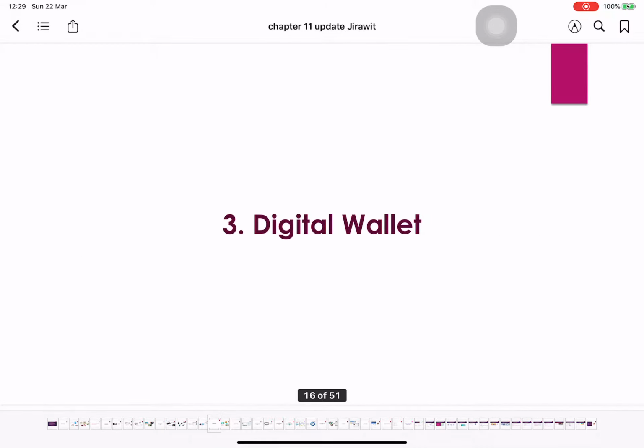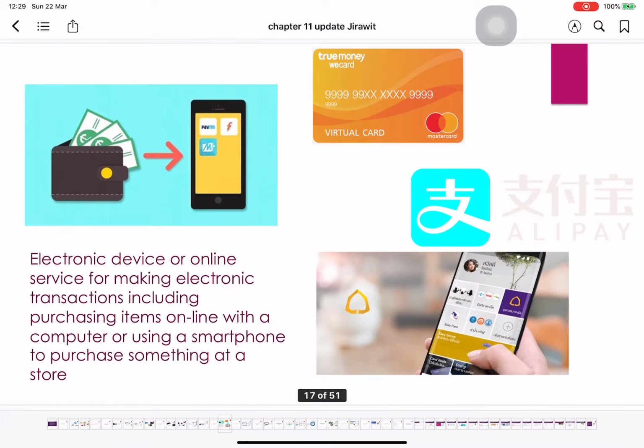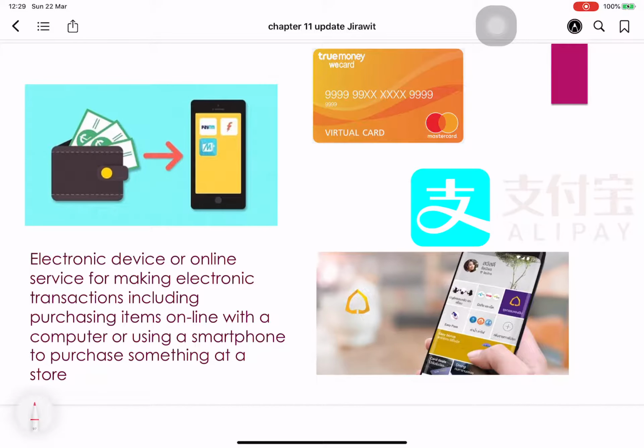Number 3 is the digital wallet. When you use an iPhone, you have a wallet in the application on the iPhone. Let's see what this is. It relates to electronic devices or online services for making electronic transactions, right? Online banking, which you might be familiar with.